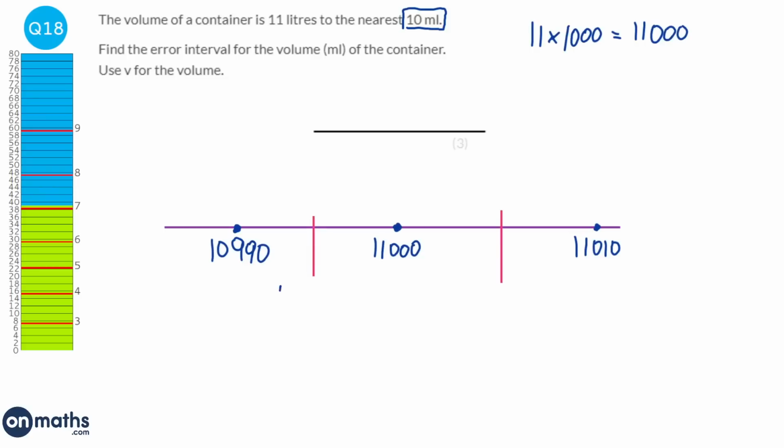So this halfway point will be 10,995, and the next one will be 11,005, and that's the halfway points. And so that is going to be our upper and lower bound. And we just need to say that V can be anything above the 10,995 and including that, and it can be anything below 11,005, but it can't include that, because if it did, if it was 11,005, it would have rounded up to 11,010.